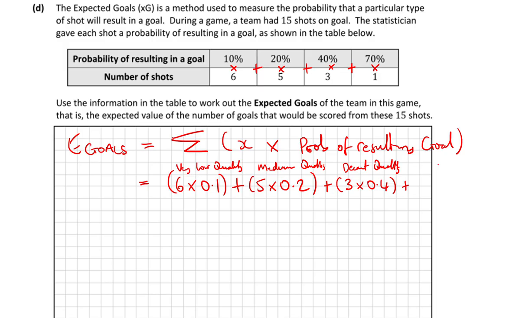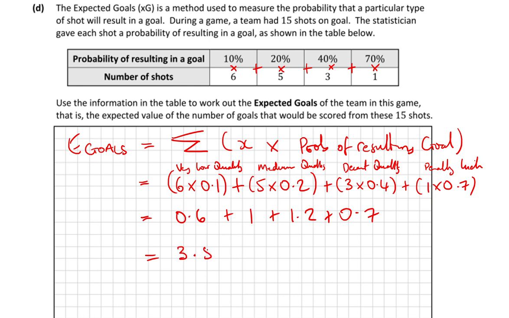I know you might be saying, 89 or 90% would be a tap in. You'd be on the line because someone crosses it in, you should be able to tap it into the net. So 70% might be like a penalty kick. You only had 1 of them in the game, so that's 1 by 0.7, you had a 70% chance of scoring that one. So we work these out, or you can just do it all in one go, and we get 3.5. So from those 15 shots, how many goals do we expect to get?